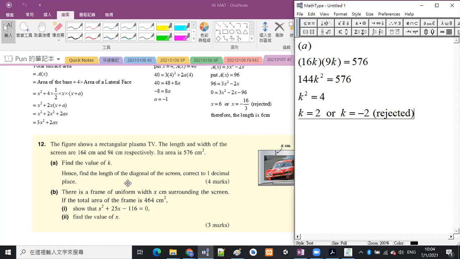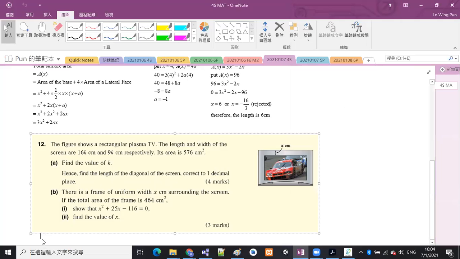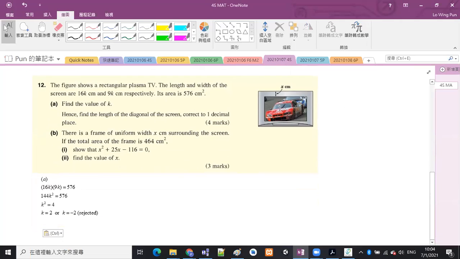Hence, find the length of the diagonal of the screen. Oh, diagonal. What is meant by the diagonal? Where is the diagonal? Now we know that this one. I mean, the screen is the middle one, and then the diagonal is the red line.